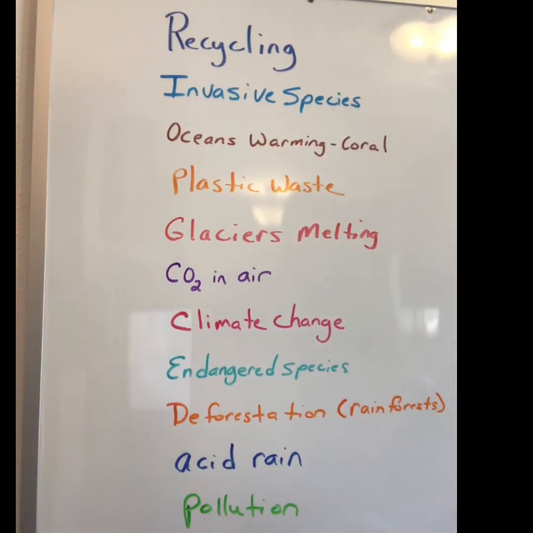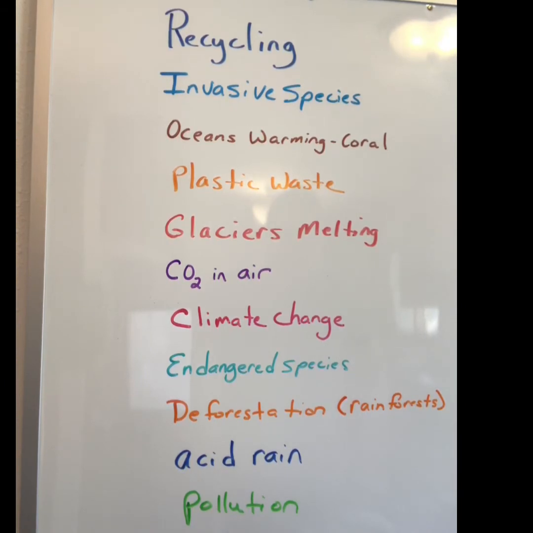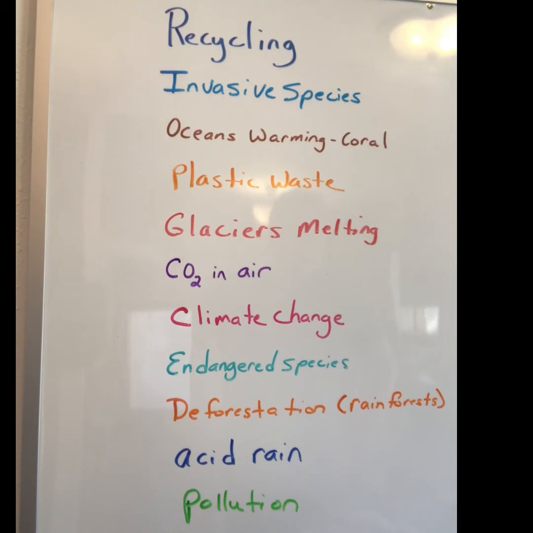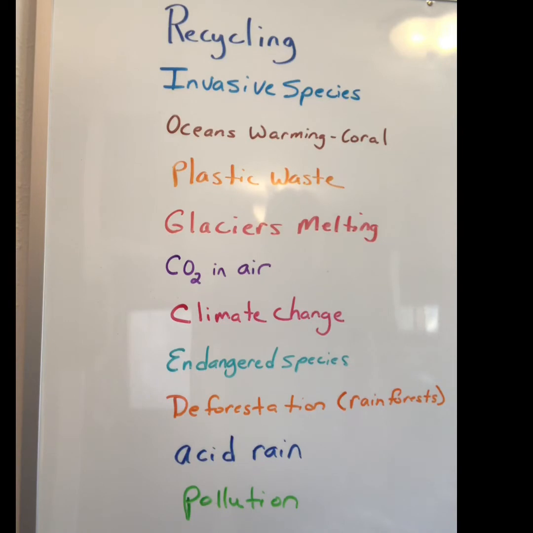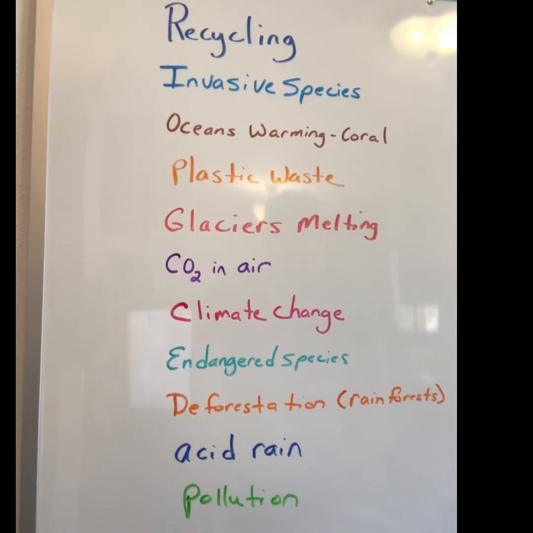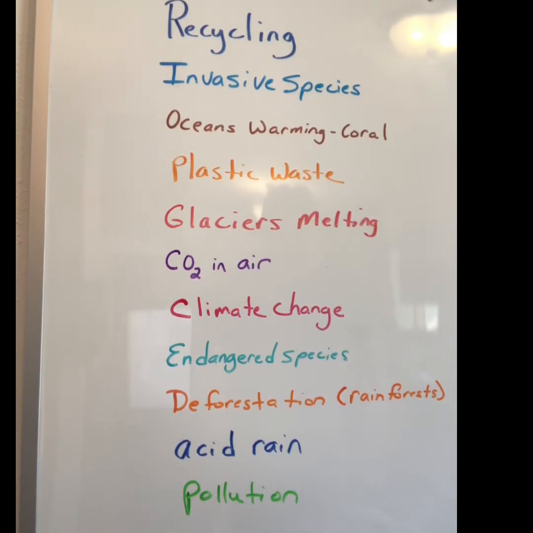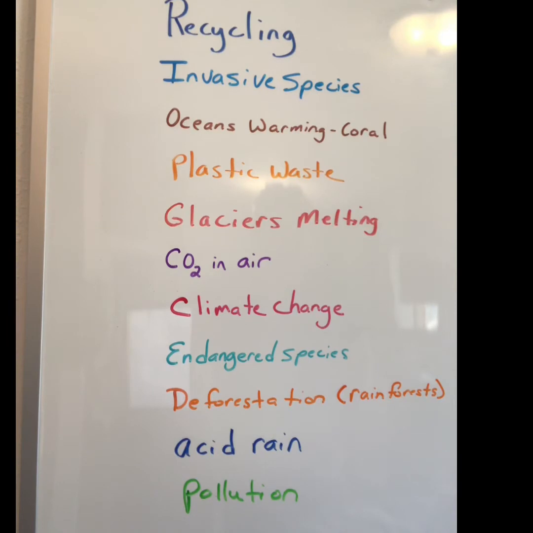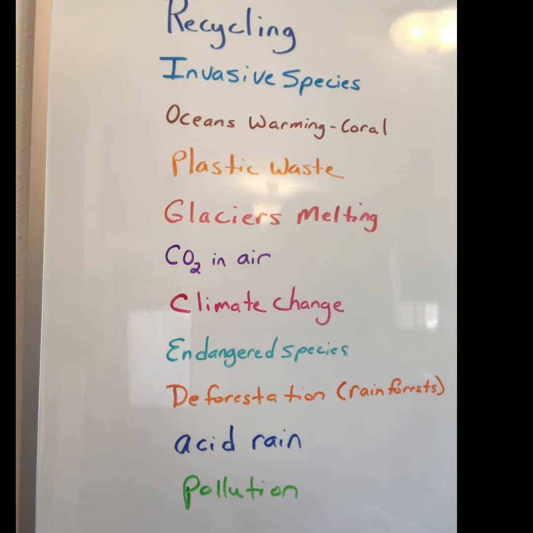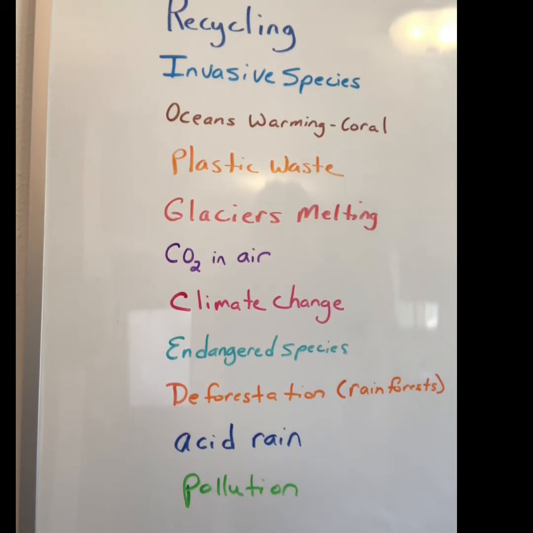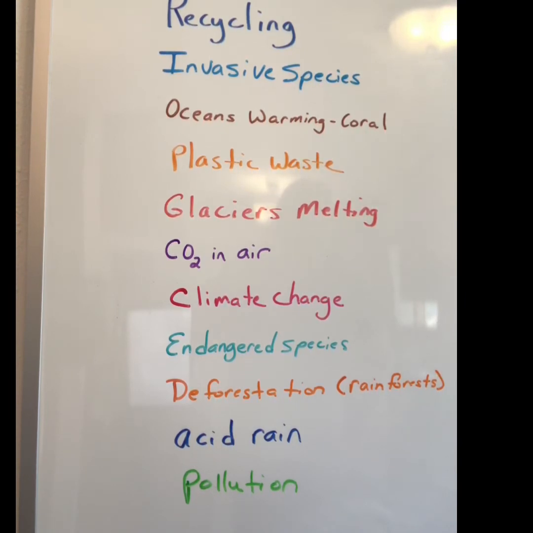Some of the options that you have for your argument would be recycling or invasive species, oceans, the warming of the coral, plastic waste, glaciers and how they're melting, carbon dioxide in the air, which a lot of these things go along with, especially climate change, endangered species, deforestation, and that can be anywhere, but especially rainforest, acid rain, and pollution. Any of those, we had learned a lot about a few of those at the beginning, and I've added some more resources if you wanted to do the ones that we hadn't dealt with.